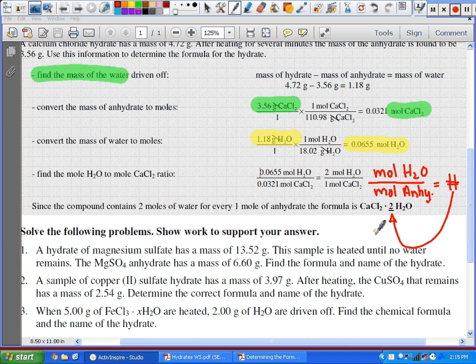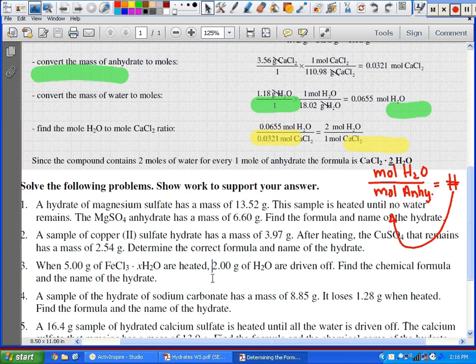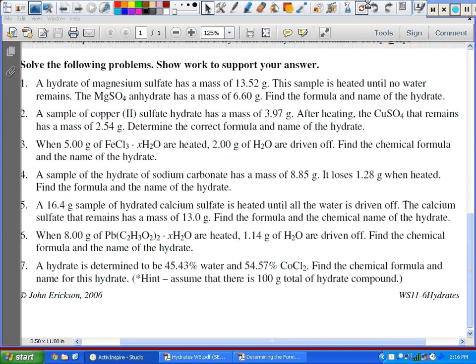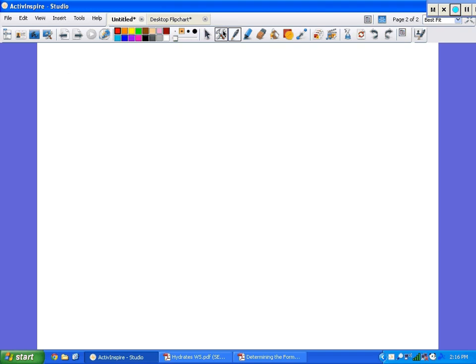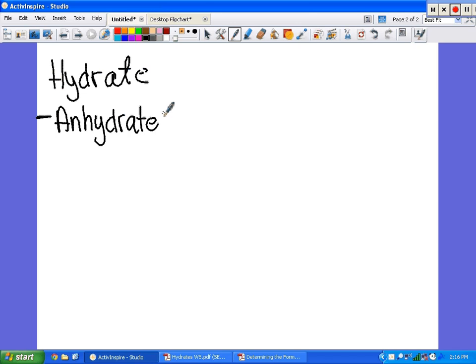All right, a hydrate of magnesium sulfate has a mass of 13.52 grams. This sample is heated until no water remains. The MgSO4 anhydrate has a mass of 6.60. How do we know how much water was present? Subtract. All right, so this is what I want you to do. Okay? So, it's the hydrate minus the anhydrate. I know the anhydrate was 6.60 grams. What was it? Was 13 point something. 52. Thank you. Okay. Now, these are both grams.